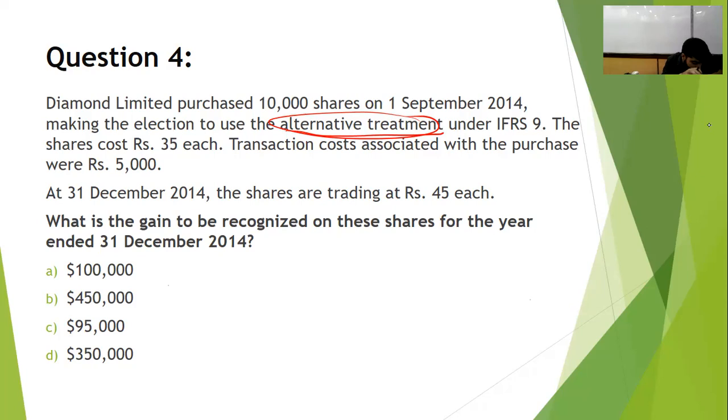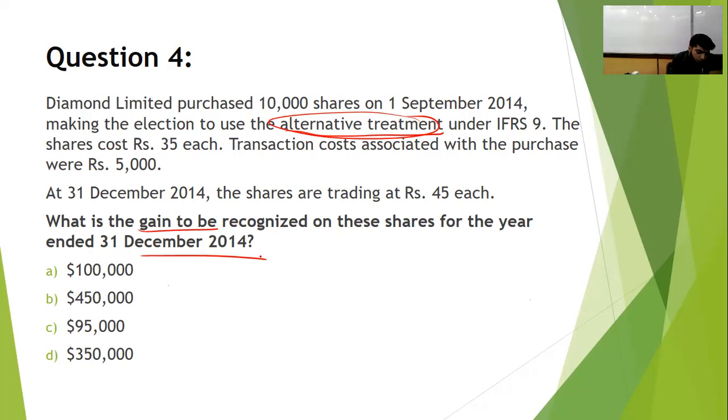The shares cost rupees 35 each. It means the price per share is 35. Transaction costs associated with the purchase were 5,000 rupees. It means once you purchase the shares, you have incurred a transaction cost of 5,000. At 31st December 2014, the shares are trading at rupees 45 each. It means at the end of the accounting period, the market price of the shares was 45 rupees each. What is the requirement? What is the gain to be recognized on these shares for the year ended 31st December? Obviously, we are not disposing of these shares, so we need to calculate the fair value gain or loss.